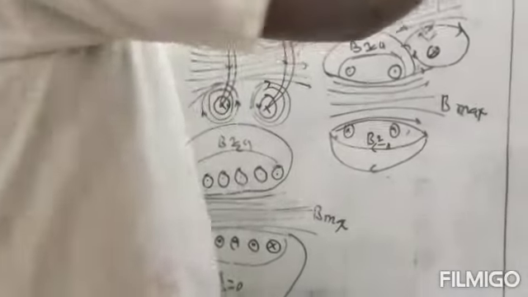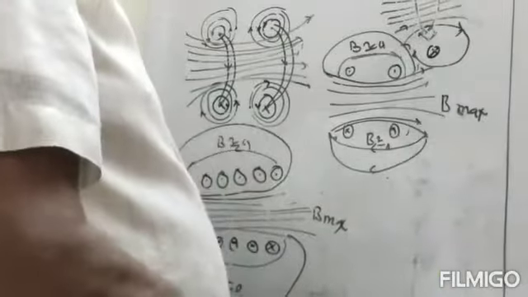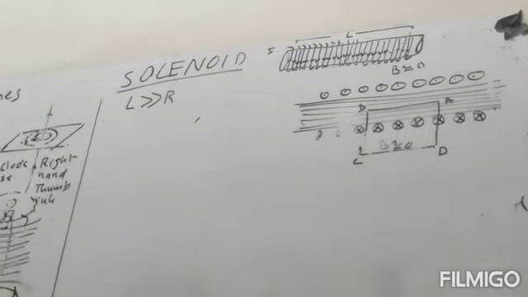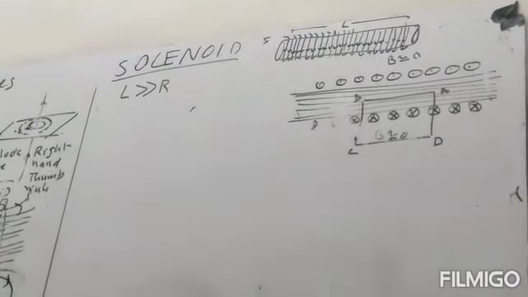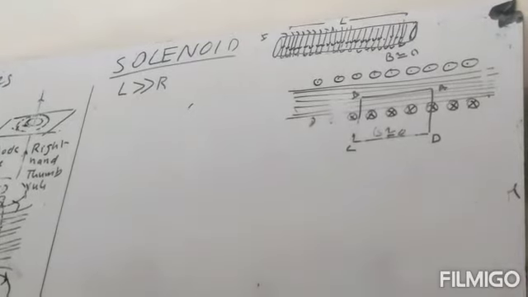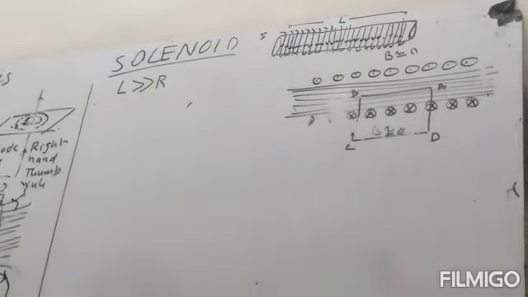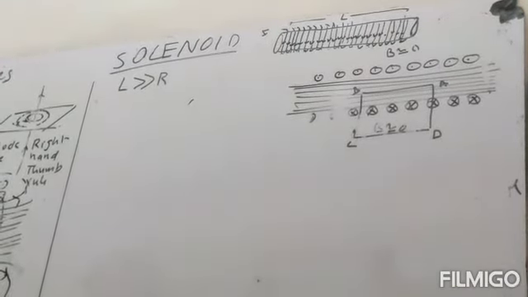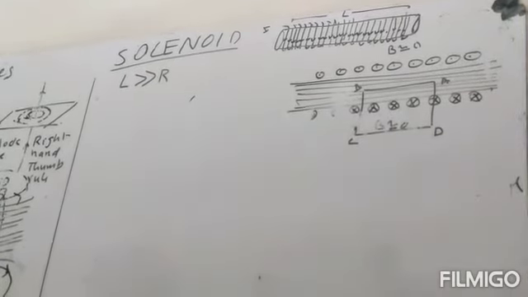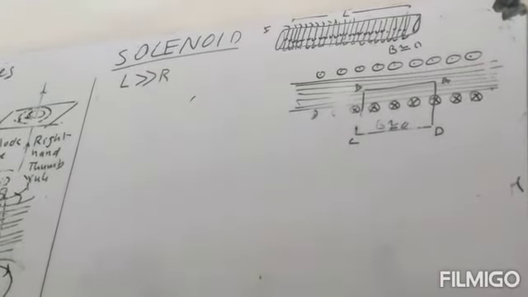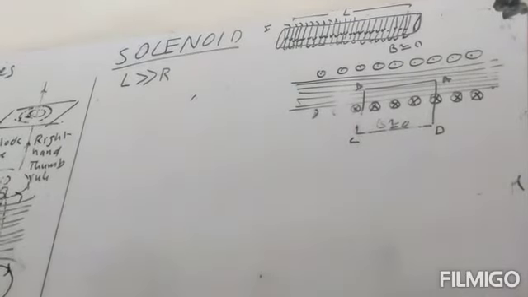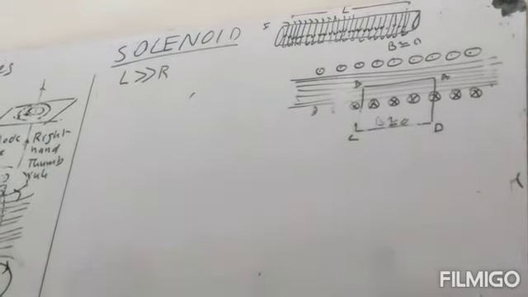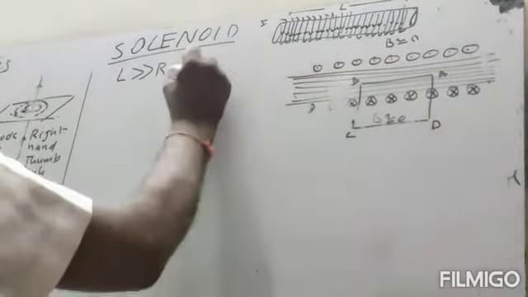Now what is a solenoid? If we have a very long copper conducting wire and we make it enamelled, enamel means it is conducting inside and the outer side is non-conducting. So enamelled copper wire is used and it is wound on a circular rod. Its shape will be a spiral shape, just like a spring.